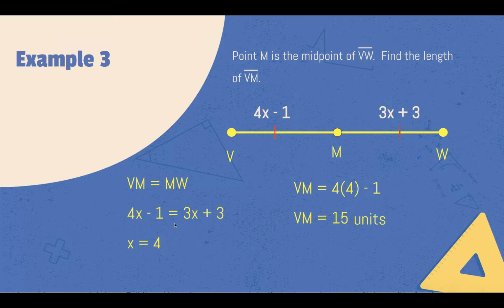Now, when we solve for x over here, how come we didn't have to write units there? That is because x by itself is not the length of a particular segment. x is just part of an expression that represents the length of a segment. Whereas 15 is the length of a segment. And so that has to have units.